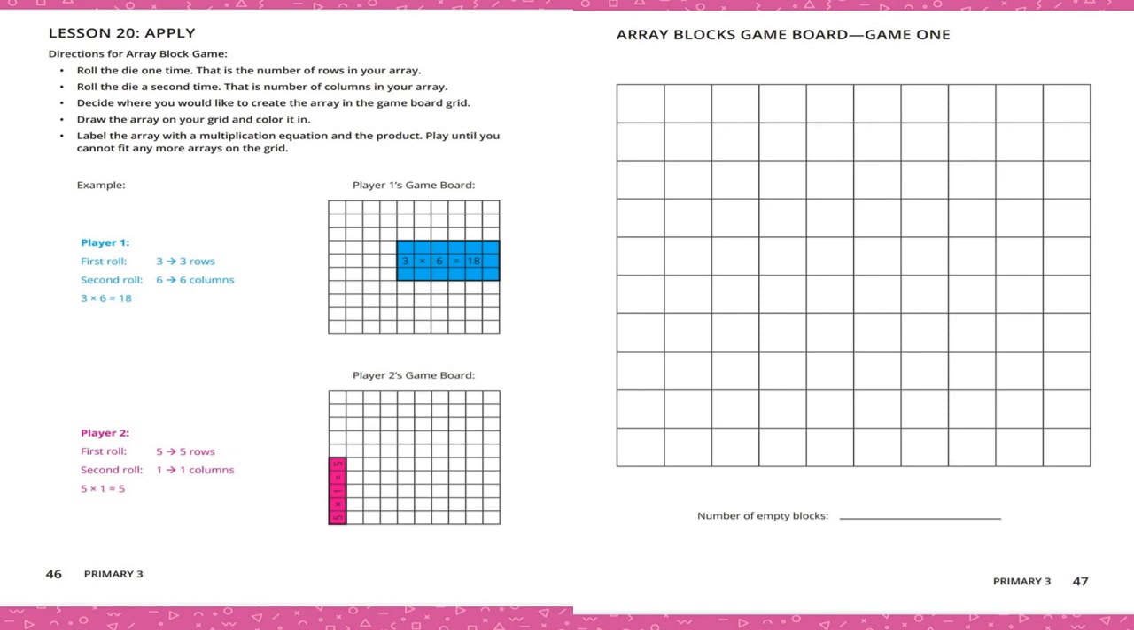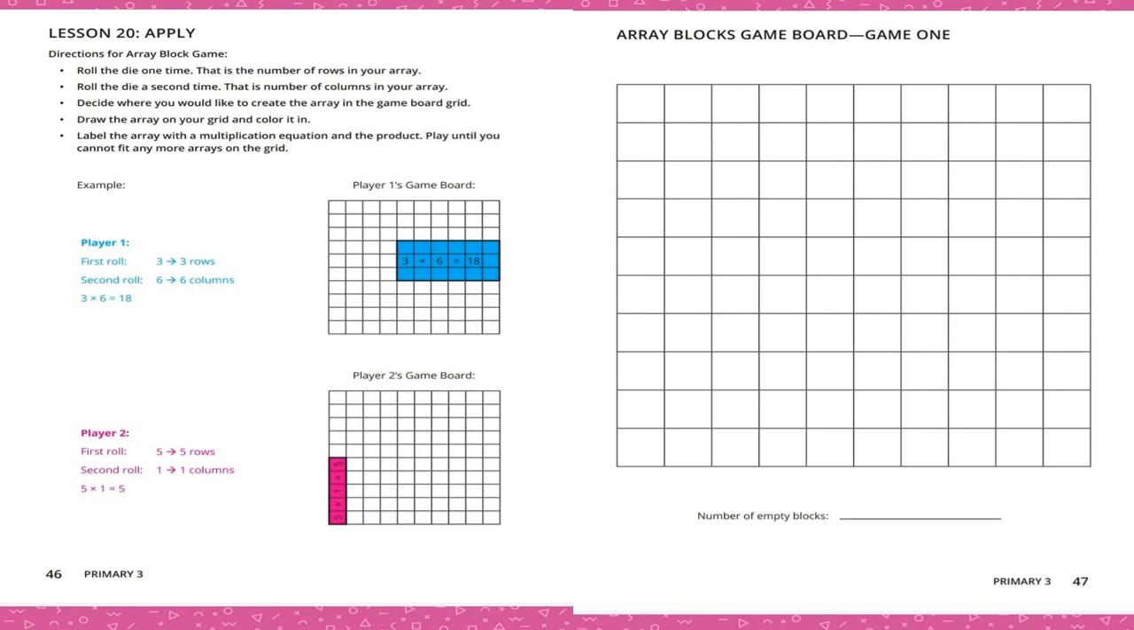Decide where you would like to create the array in the game board grid. Draw the array on your grid and color it. Label the array with a multiplication equation and the product. Play until you cannot fit any more arrays on the grid.